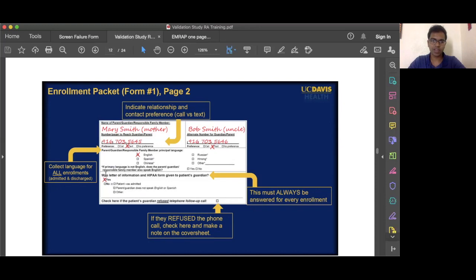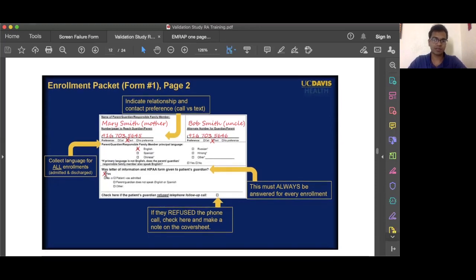And the bottom one is, was the letter of information or HIPAA form given to the parent or guardian? Again, that should be yes. The only time it should be marked no is if the patient was admitted, or we didn't approach them because they didn't speak English or Spanish.